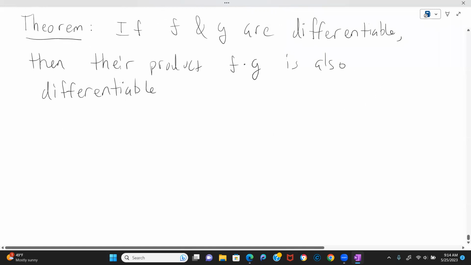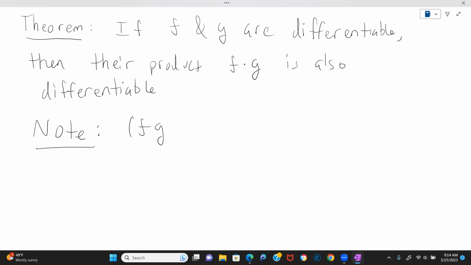So we're going to say, note though, that the derivative of their product, so I'm using this prime notation right here, the derivative of their product is not going to be the product of their derivatives. Okay.